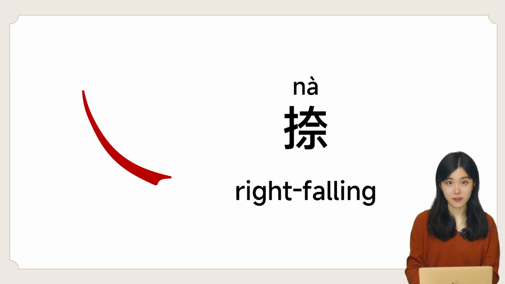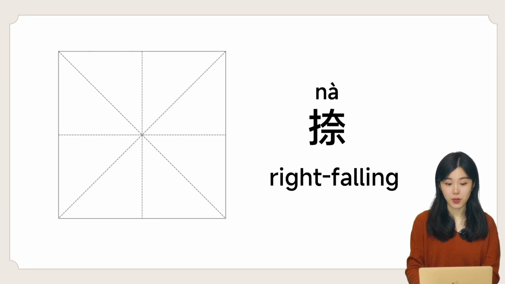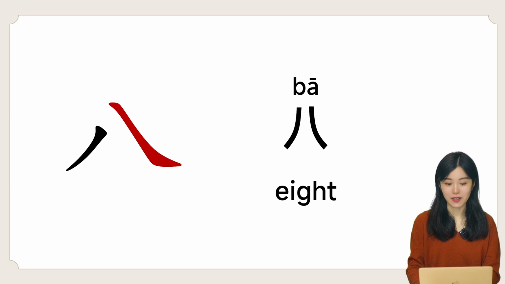Now we see the next stroke. 捺. Please read it after me. 捺 means right falling. You should write it from the top to the right bottom, like this. It's like the reverse of the left falling we just learned, right? Now let's see some example characters.